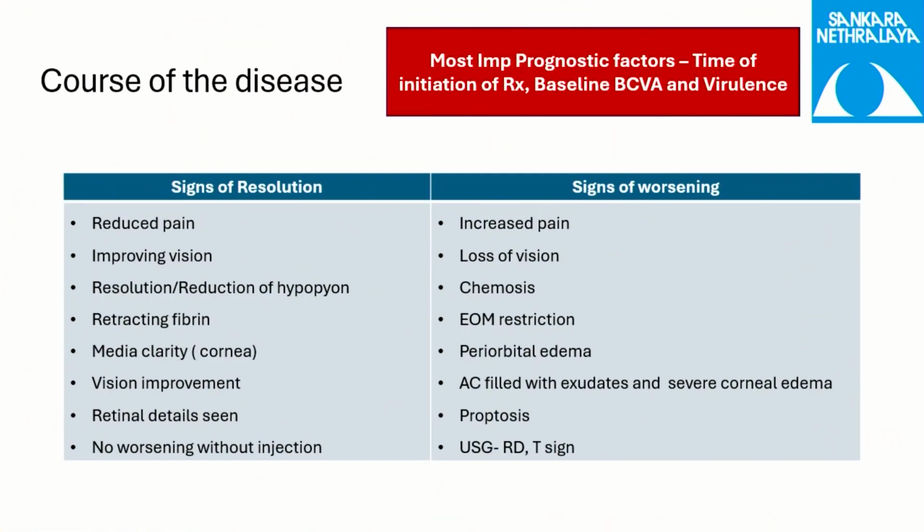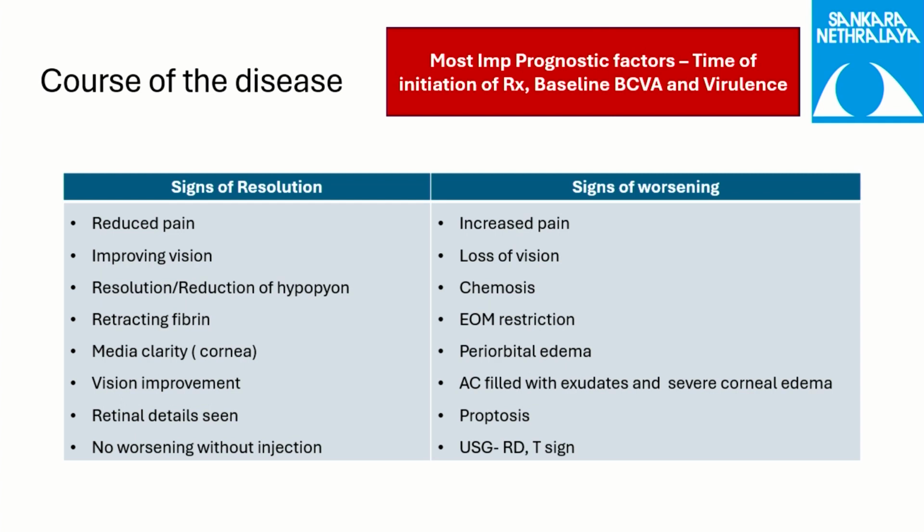Signs of resolution, as we all know: the pain reduces, visual acuity improves, chemosis and swelling reduce. Then the hypopyon reduces. If there is no hypopyon, only fibrin, it retracts. Media clarity improves and you are able to see the retinal vessels. After a point, say after 3-4 injections, we stop the injection and see if there is any worsening.